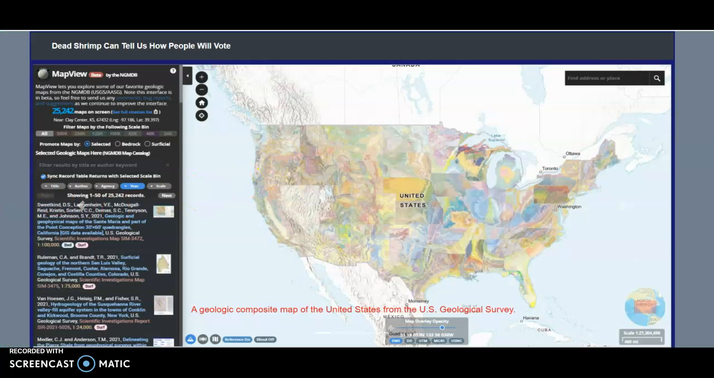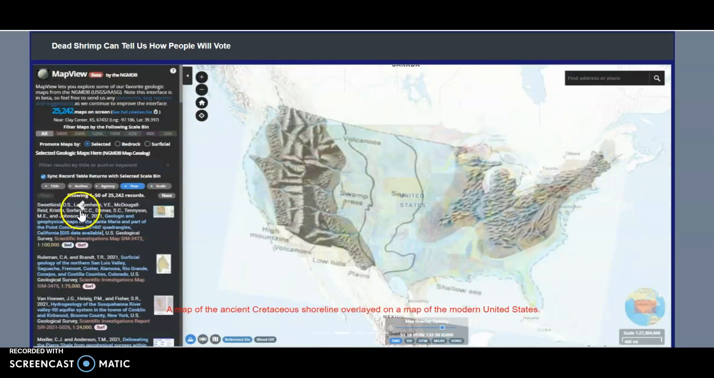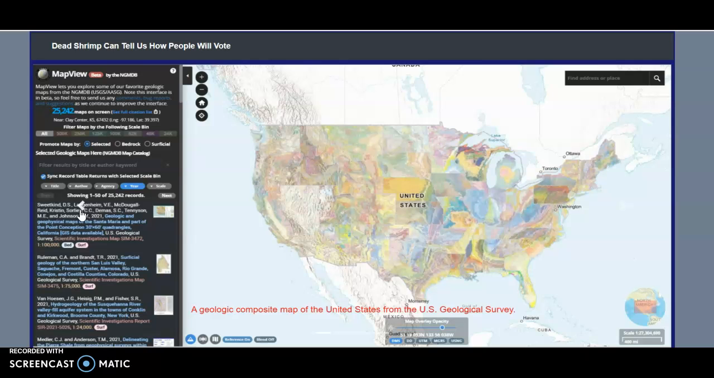Now, this first map that we see here is a screenshot of Map View. Again, the project I'm proposing is similar to this one, except it would include sociopolitical data in addition to the geological data. And users would be able to overlay different data sets or maps on top of each other to find interesting correlations between them. So in this case, what happens when we layer a map of the ancient Cretaceous shoreline on top of the modern US?